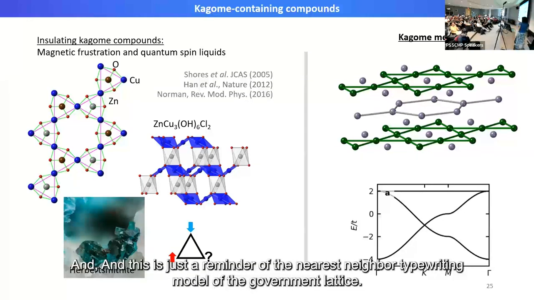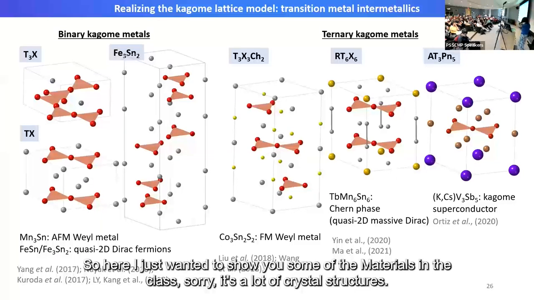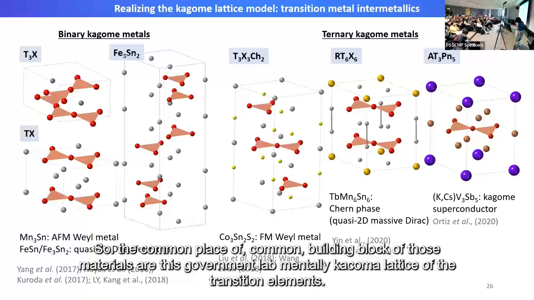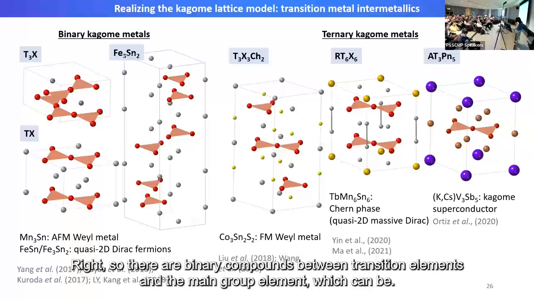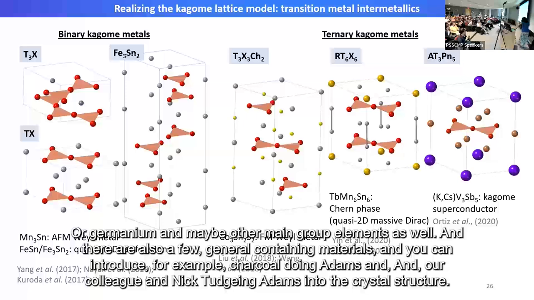and this is just a reminder of the nearest neighbor tight-binding model of the Kagome lattice. So here I just wanted to show you some of the materials in the class. Sorry, it's a lot of crystal structures. So the common building block of those materials is this metallic Kagome lattice of the transition elements. Right, so there are binary compounds between a transition element and a main group element, which can be tin or germanium, and maybe other main group elements as well. And there are also a few ternary Kagome containing materials, and you can introduce, for example, chalcogen atoms and rare earth atoms and alkali and nitrogen atoms into the crystal structure.